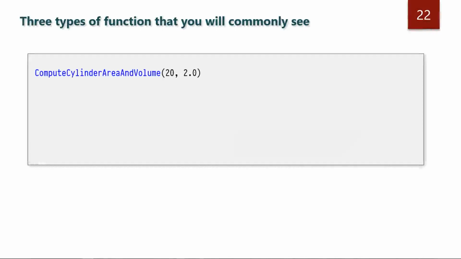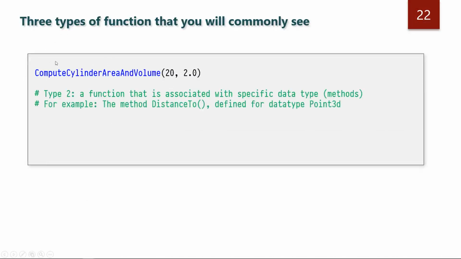So anyway, the function that we have written is a standalone function. Whenever you invoke it, you just say the function name without any prefix. Okay. So this is the first type.